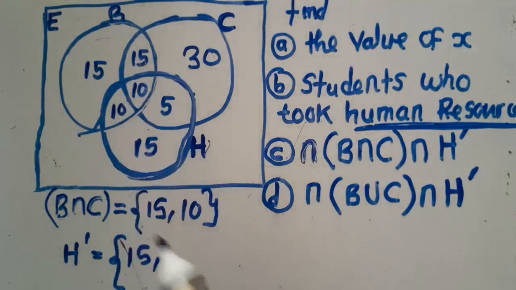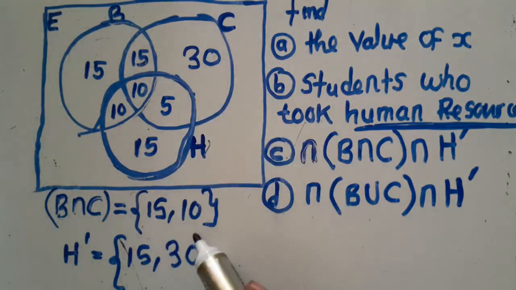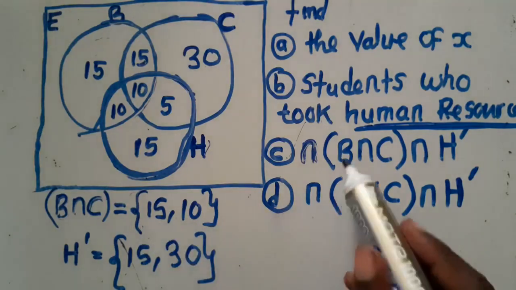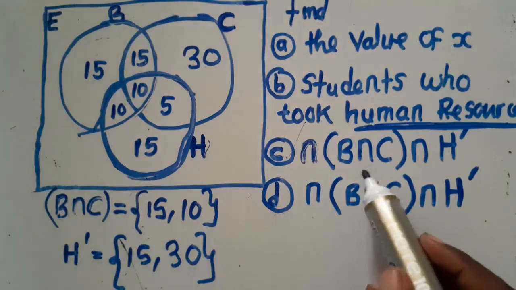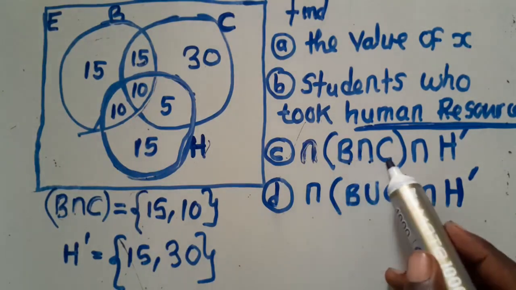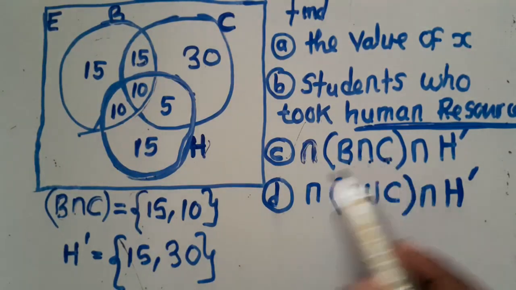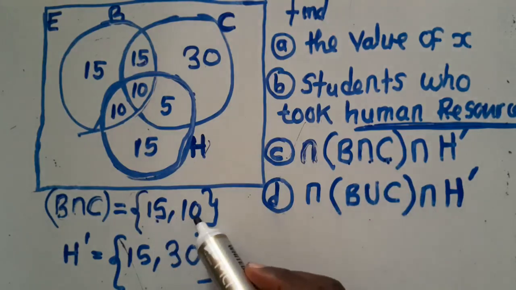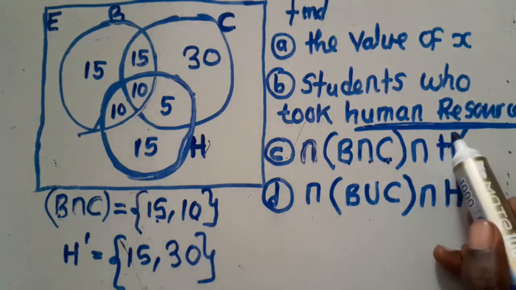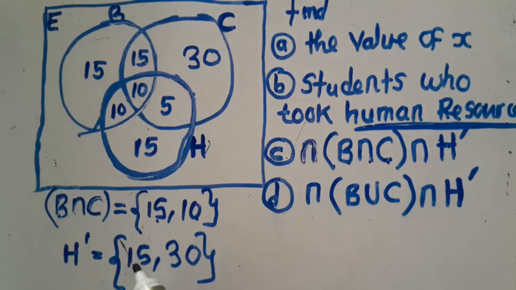Then there is also another 15. We know in sets we don't repeat a number two times. There is also a 30 there. So just to make you understand, when you do this, then you go back to the question. They are saying B intersection C, we've got 15 and 10. What about H complement? H complement, we've got 15 and 30.